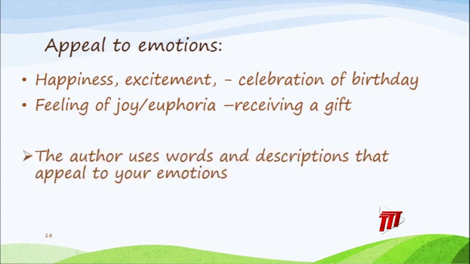The author was able to use words and descriptions that appeal to the emotions of the reader. By doing this, it would have brought back memories, or it would have placed the reader in a situation similar to where the character in the story was receiving the gift. So it would have appealed to their emotions and made them want to read on to find out what's going to happen next, or what this present was that the child got in the story.